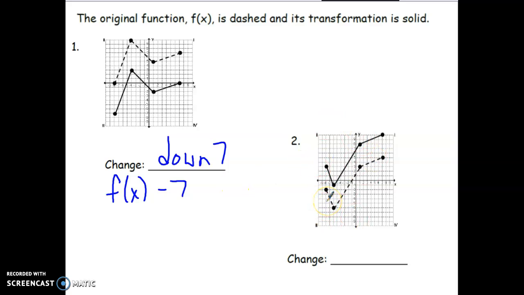Okay, look over here at number 2. Again, the original function is the one that's dashed, and this time I can see that it has been moved up to be the solid function. So let's see how much. 1, 2, 3, 4, 5. They've all been moved 5 units. So in this case, the change is up 5. In function notation, my whole graph f of x has gone up 5. Notice that the number that is added or subtracted is on the outside of the function. The x is on the inside where the parentheses are, and the minus 7 and the plus 5 are on the outside.